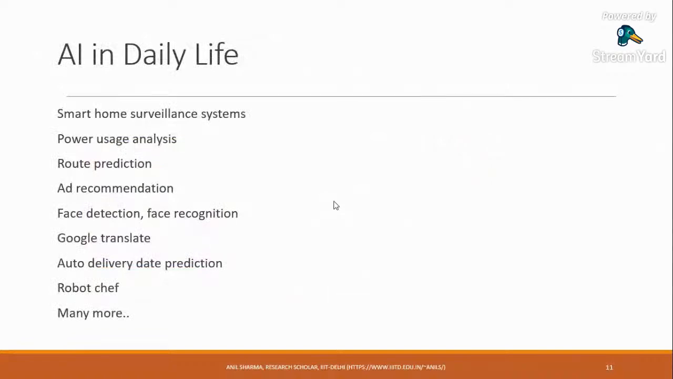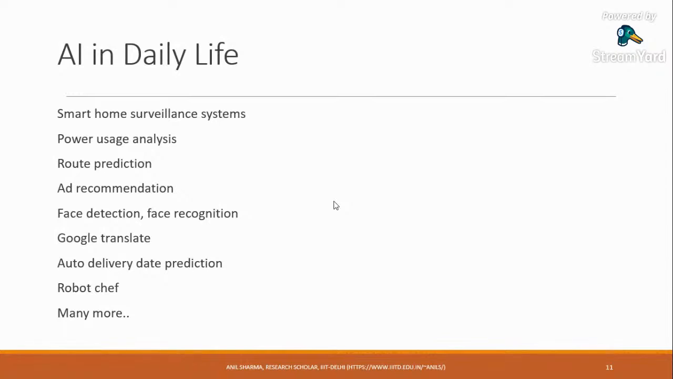Okay, so there are many applications of machine learning. For example, in daily life we can use machine learning for a smart home surveillance system. Based on your daily routine, let's say this is the winter season, based on your wake up routine, the smart home can automatically switch the geyser on and off. These kinds of things. Power usage analysis.